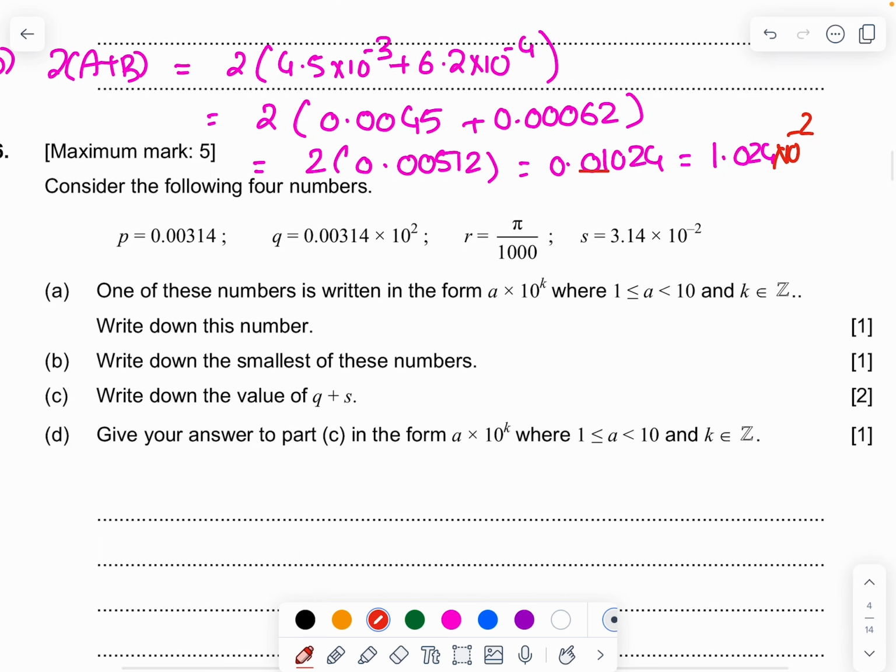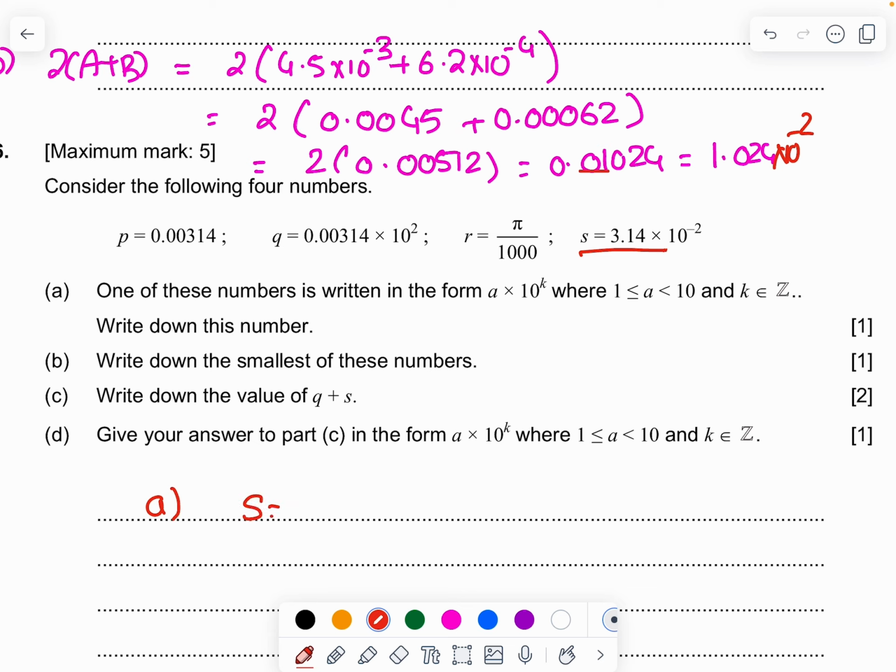Question number 6. P, Q, R, S are given. One of these numbers can be written in the form of 10 power K. Write down this number. So what is this? I can write this number in the form of 10 power K, which is S.